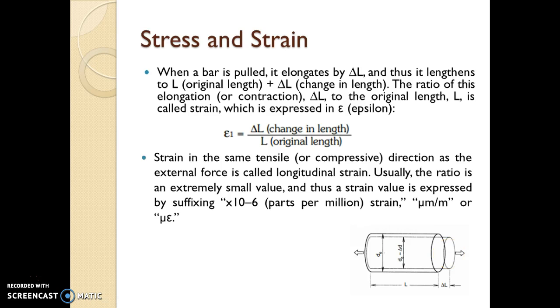Now the value of strain is usually very small, and therefore we usually suffix 10 raised to minus 6 to the value of strain. So basically strain is a unitless number. Why? Because this is change in length divided by original length, so it's unitless. But because we suffix it by 10 raised to minus 6, most of the times strain is expressed as microstrain.